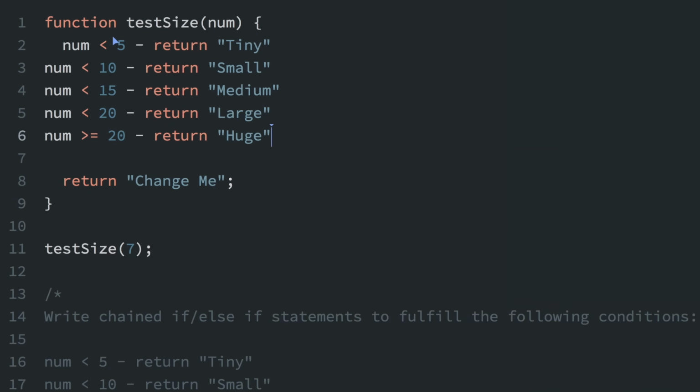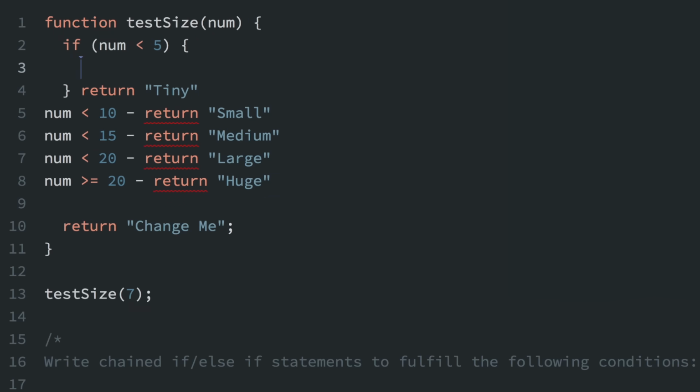I'll just paste it here, and I'm going to just add the if and else statement. So it's going to be if, and then we put this in parentheses because the condition is always in parentheses. If number is less than 5, then we're going to use the curly braces, and we're going to return tiny. So I'll just move that up here. I'll cut it and paste it.